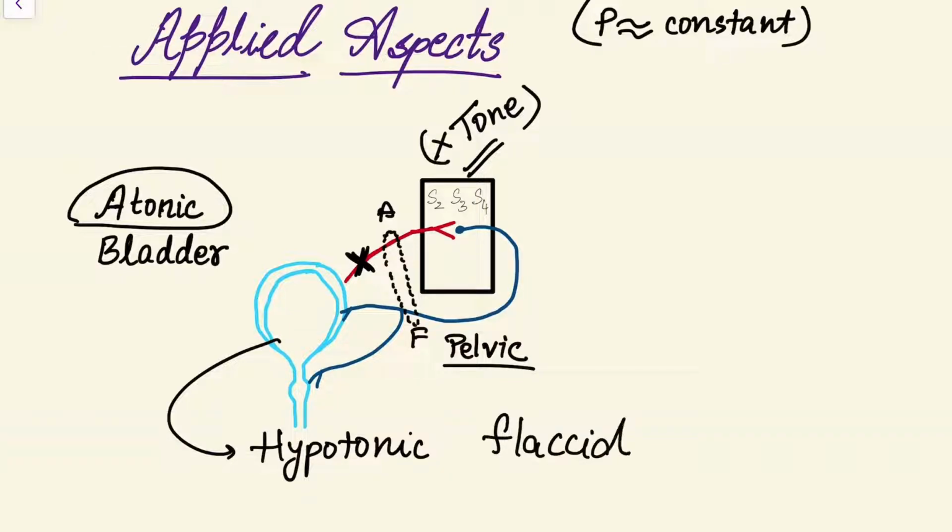As a result of this, we see what is called overflow incontinence. So the urine just keeps on filling, and once there is no more place left out, it just overflows. Therefore, the term is called overflow incontinence. Sometimes it is also called overflow dribbling.